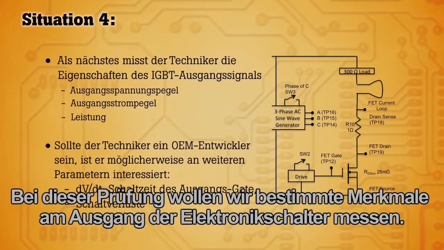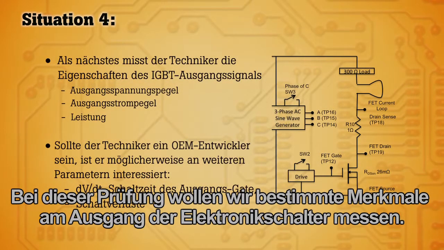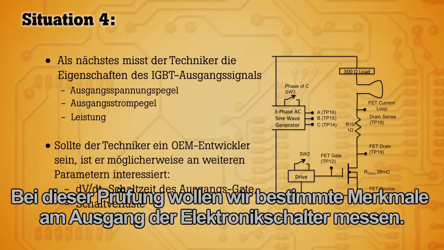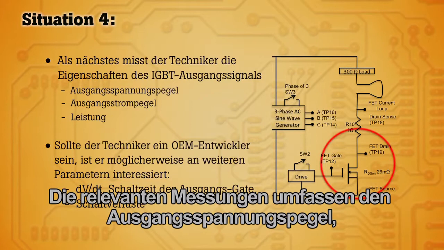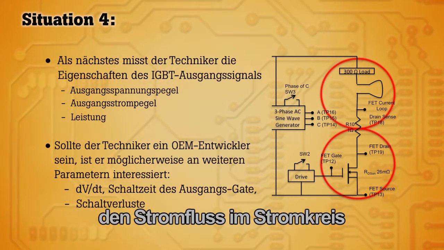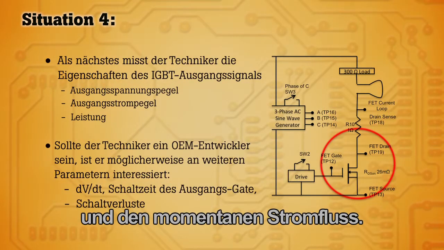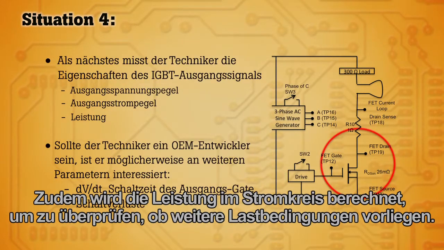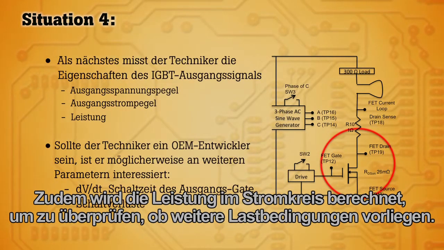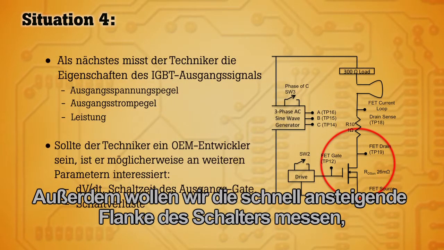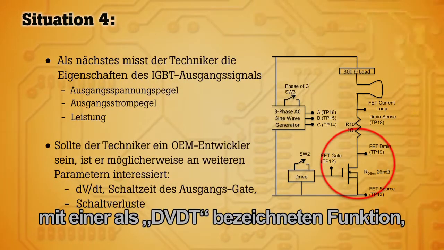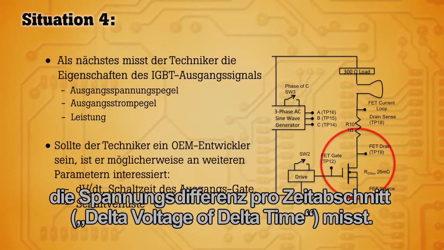For this test, we need to measure specific characteristics on the output of the electronic switches. Measurements we're interested in include the output voltage level, the current through the circuit, the actual current, and calculating the power through the circuit to see if there are any other load conditions. We might also want to look at the fast rising edge of the switch, a measurement called dVdt, or delta voltage over delta time.